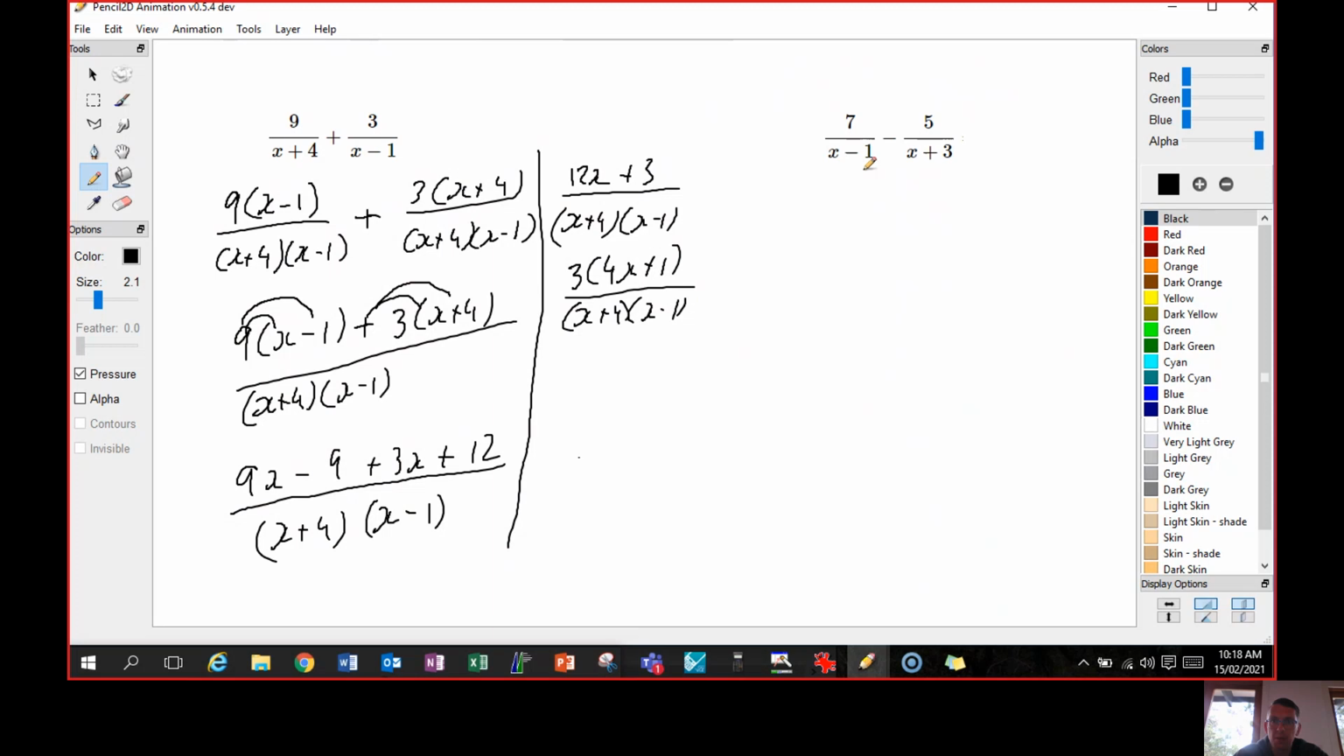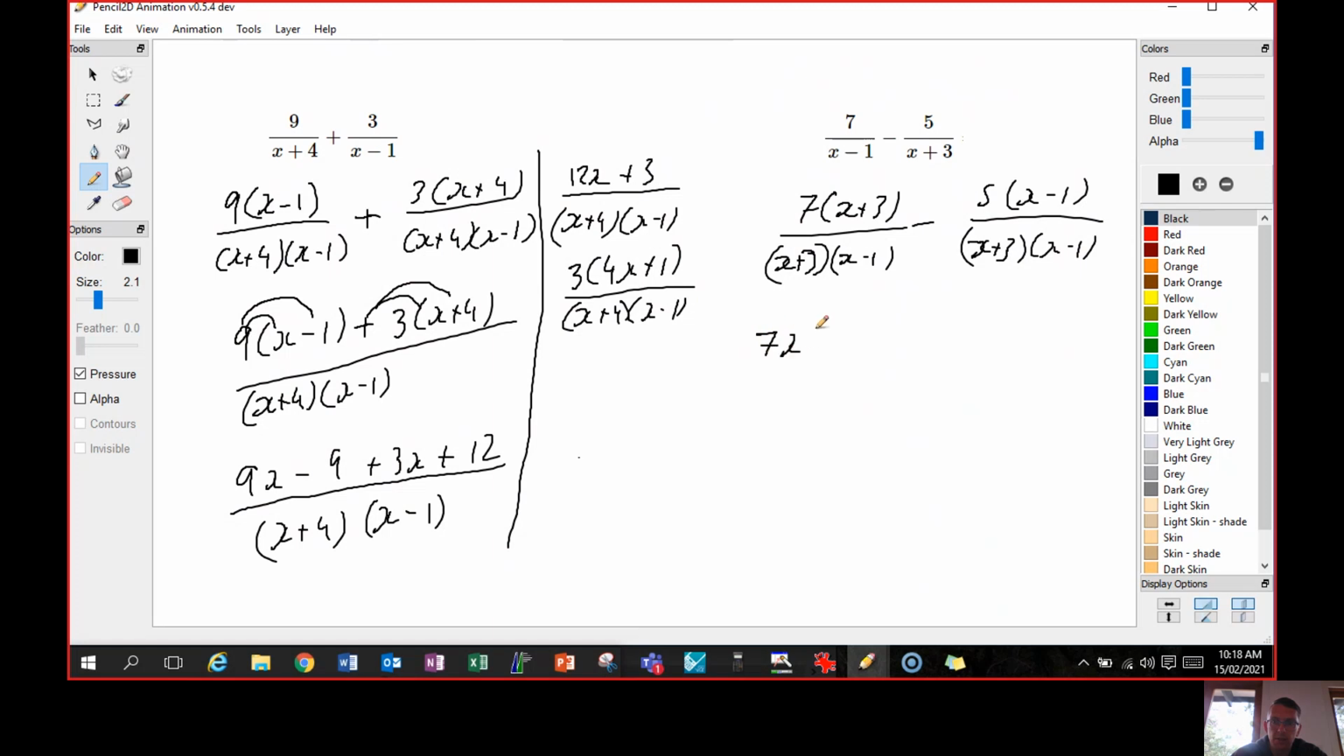With this one, it's going to be the same principle again, because I need to multiply this denominator by the numerator and denominator, this denominator by the numerator and denominator. So it's going to be 7 lots of x plus 3 on x plus 3, x minus 1. Minus 5 lots of x minus 1, because I've got to multiply that by x minus 1, so x plus 3, x minus 1. So now the same denominators.